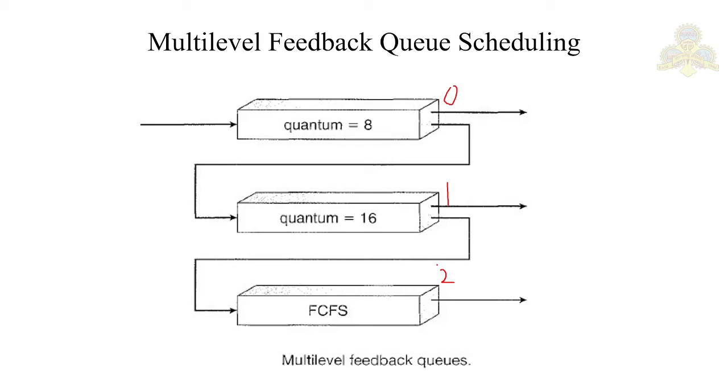Q0, Q1 and Q2. Now the scheduler will first execute all the processes which are in Q0, then it will move to the processes that are in Q1 and execute them, and later it moves to Q2 and executes all the processes in Q2. But the only condition is, whenever you want to execute the processes in Q1, you have to make sure your Q0 is empty, and whenever you want to execute a process in Q2, you have to make sure that Q0 and Q1 both are empty. Okay.